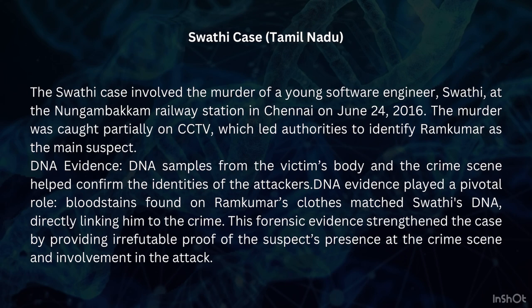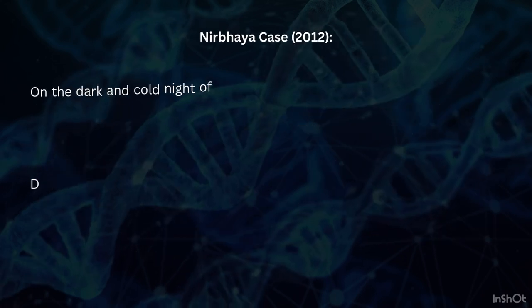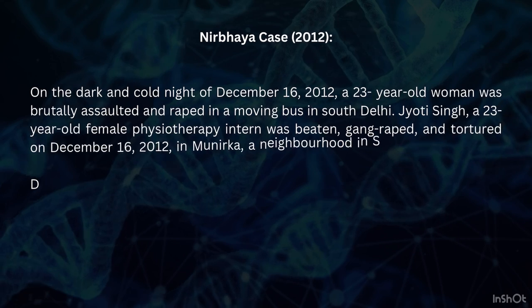DNA evidence played a crucial role. Blood stains found on Ram Kumar's clothes matched Swathi's DNA, directly linking him to the crime. The forensic evidence strengthened the case by providing proof of the suspect's presence at the crime scene and involvement in the attack. After this, the third case is something we all know very well, the Nirbhaya case, 2012.